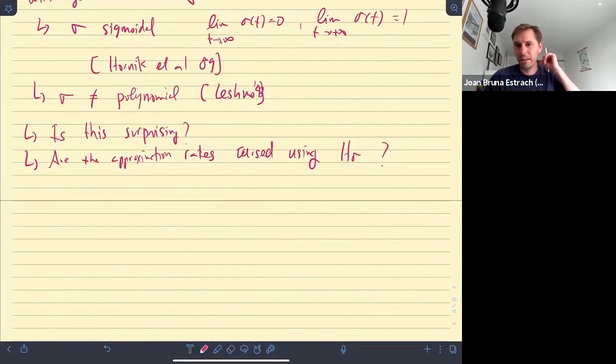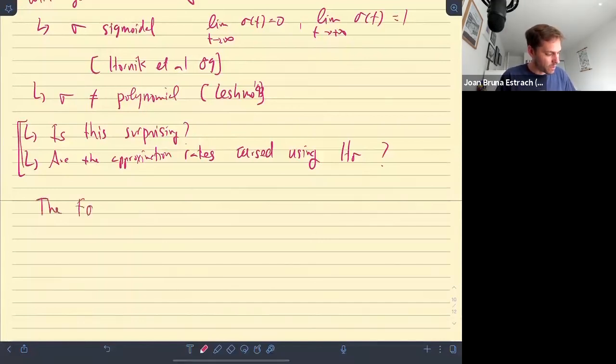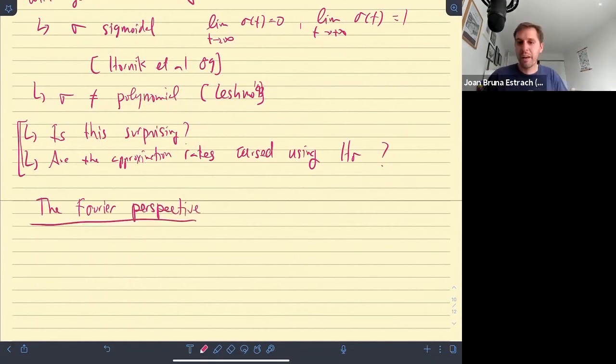So we want to try to understand something a bit more quantitative. And so this will be my last vignette for today. We are going to try to bring these questions home by looking at the Fourier perspective, which somehow illuminates why this is happening, and shows that we have not done much. These results are still just minor extensions of the structure that comes from Fourier analysis.